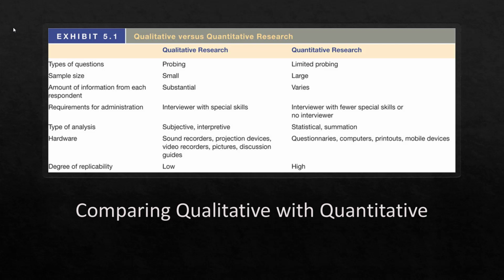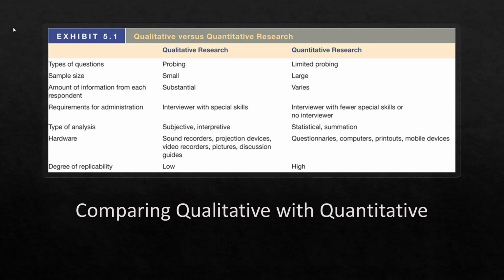The next big difference is the type of analysis, which, based upon the definition, we pretty much know: qualitative research is subjective and interpretive, while quantitative research is more objective, statistical, and summative. Those are the major differences in terms of the type of analysis.